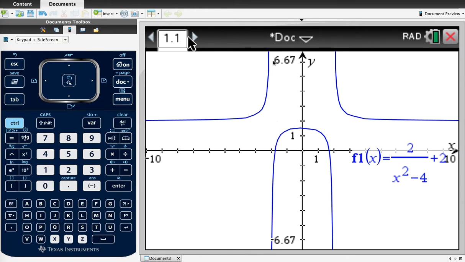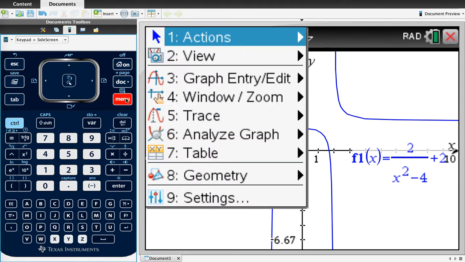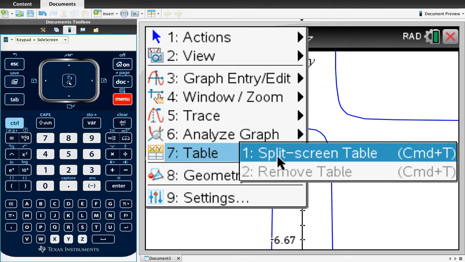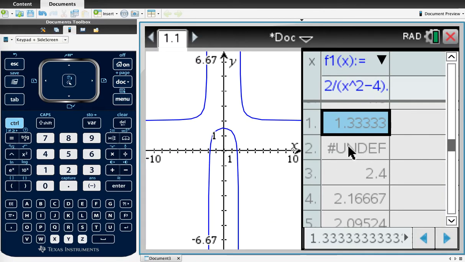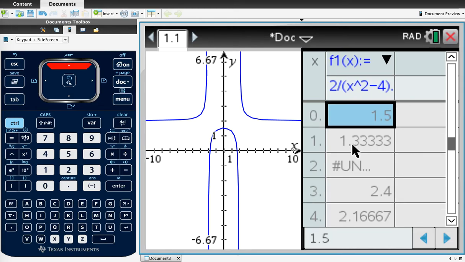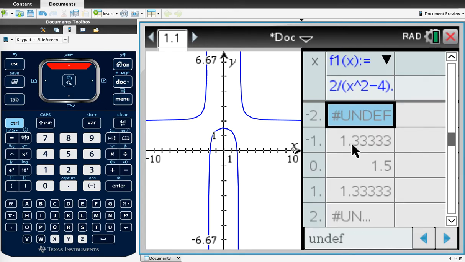Now, these values were quite easy to read off, but if you were struggling to see where the asymptotes were, the vertical ones we could maybe track down by using our table function. So if we go table, split screen table, whenever I see that for a given x value it says undefined, I know that that's an asymptote. So I can see that at minus 2 I've got undefined, therefore x equals minus 2 is my asymptote.